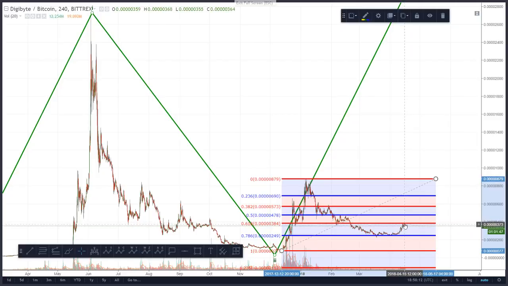Now, certainly, I'm not saying it can't come down lower. As Bitcoin makes potentially another 3 legs down, you may see Digibyte coming down like this with an A, B, C. It could come down a bit lower. Alternatively, it could hit this line and find further support and just go sideways.